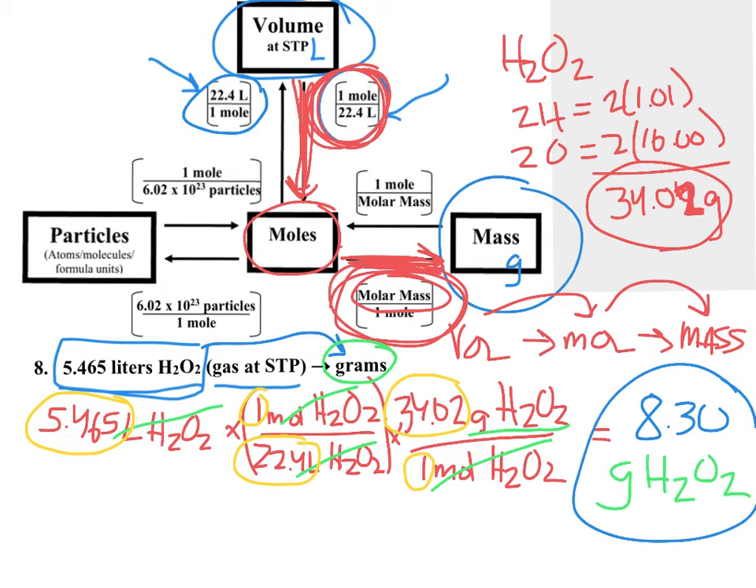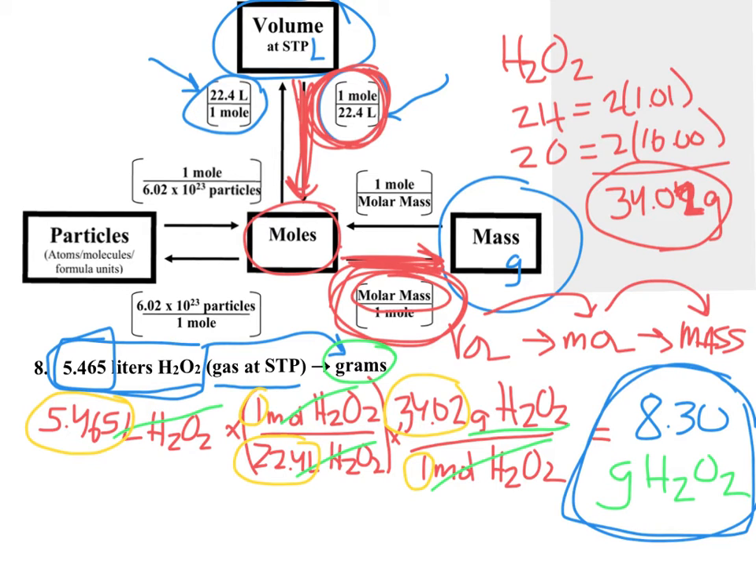So what does that mean? That means if you had almost 5.5 liters of this stuff as a gas, it would have a mass of 8.3 grams, all right? So you're just converting, saying, hey, I know there's this much, it takes up this much space, but how much mass does it have? We can use the mole map to convert back and forth between that.